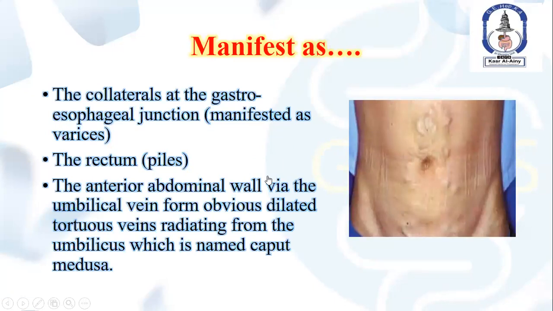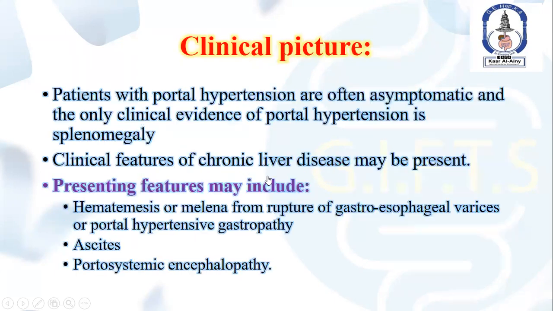The collaterals of the gastroesophageal junction manifest as varices, in the rectum as rectal piles or rectal varices, and in the anterior abdominal wall as caput medusae. Patients with portal hypertension are often asymptomatic, and the clinical evidence of portal hypertension would be splenomegaly, as we mentioned before. Of course, the clinical features of chronic liver disease will be manifest if there is chronic liver disease. Unfortunately, the presenting feature would be hematemesis, ascites, or portosystemic encephalopathy.